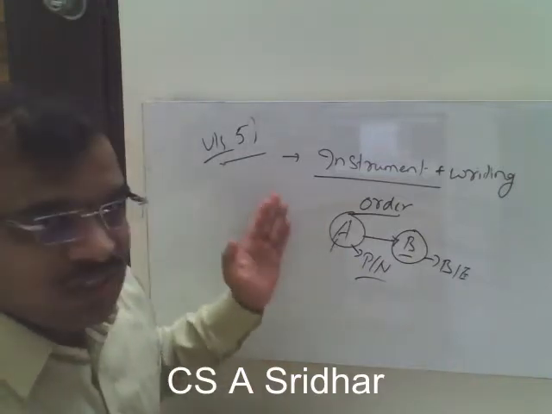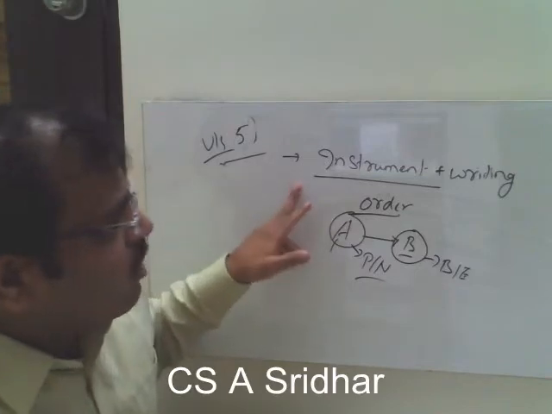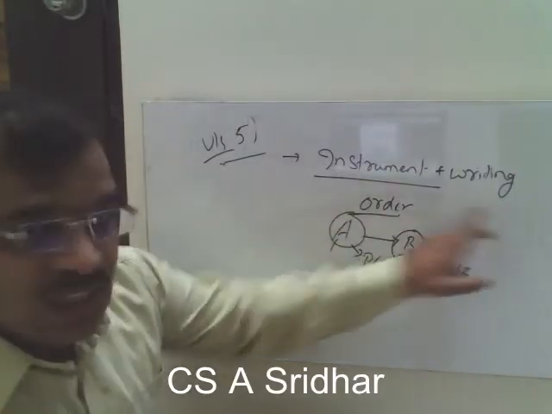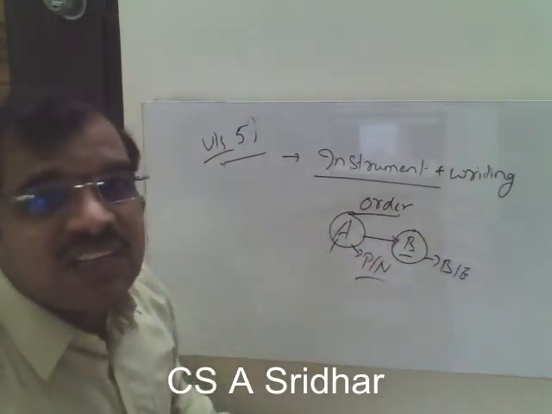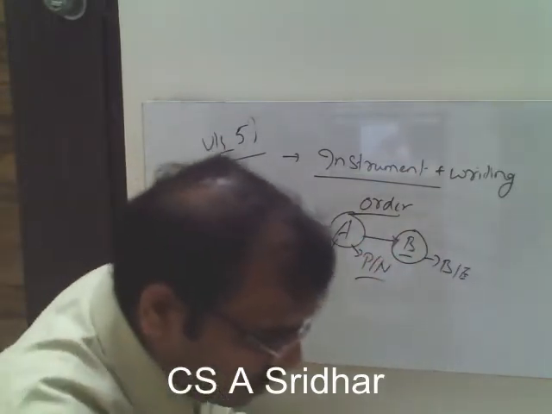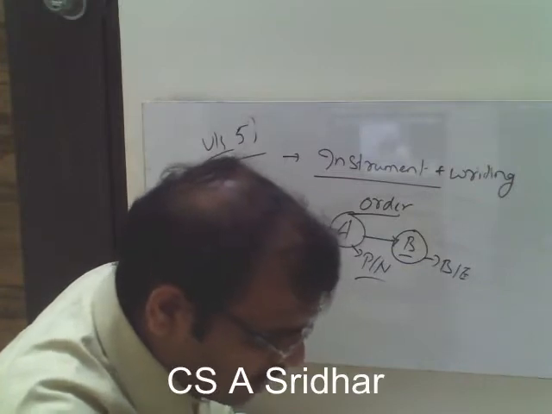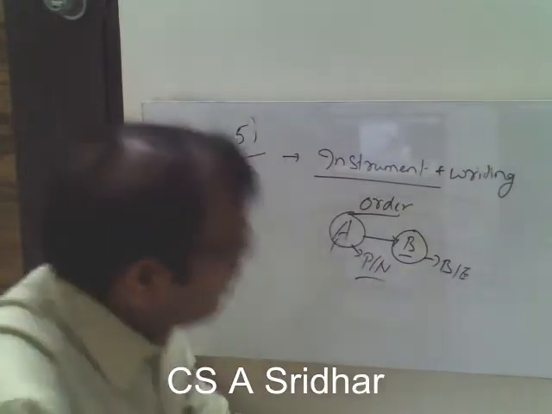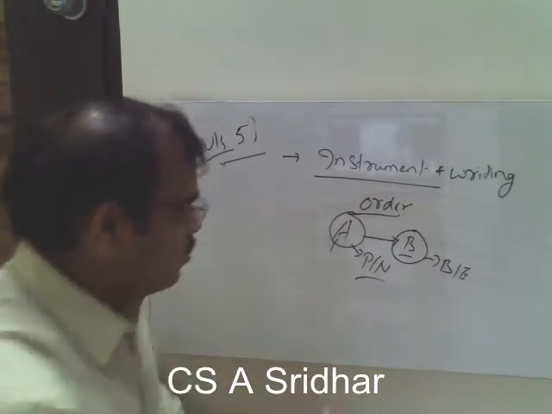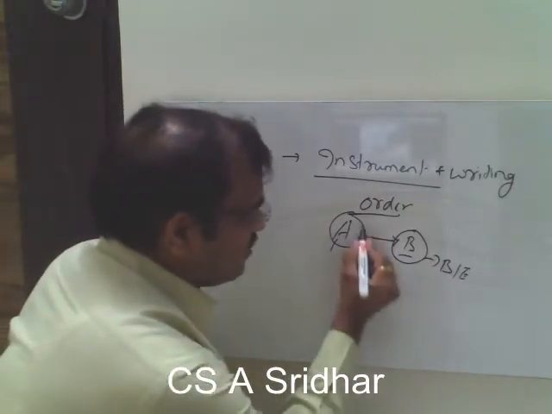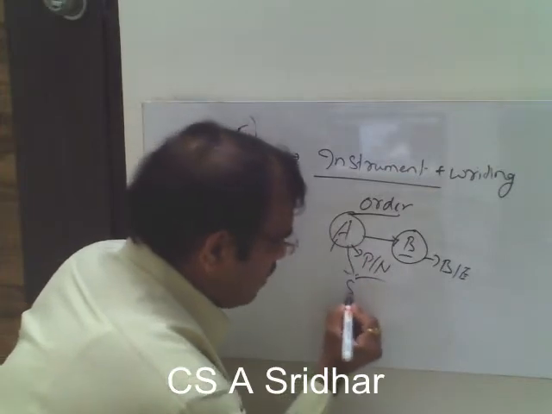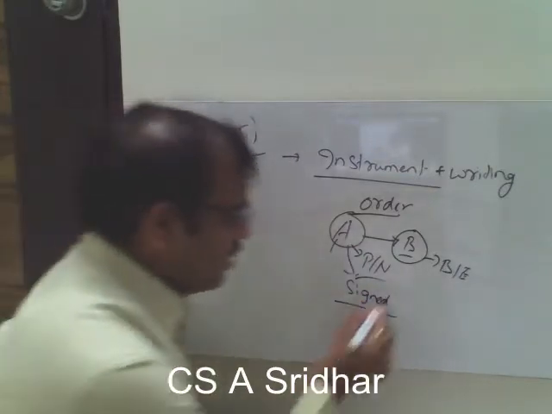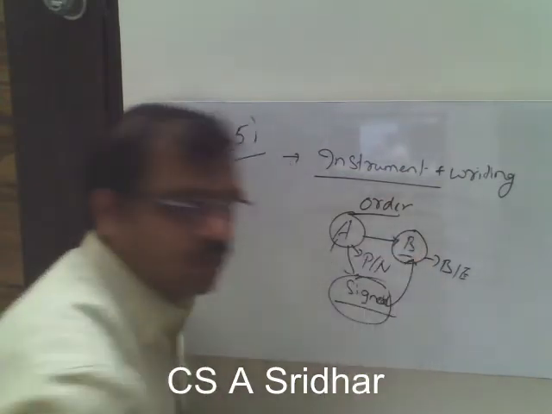So let us come back to our discussion. So what is the meaning of bills of exchange? Bills of exchange is an instrument in writing containing an unconditional order, signed by the maker. So who has to do the signature? When A is drawing the instrument, first he has to do the signature. And that will be sent to B.